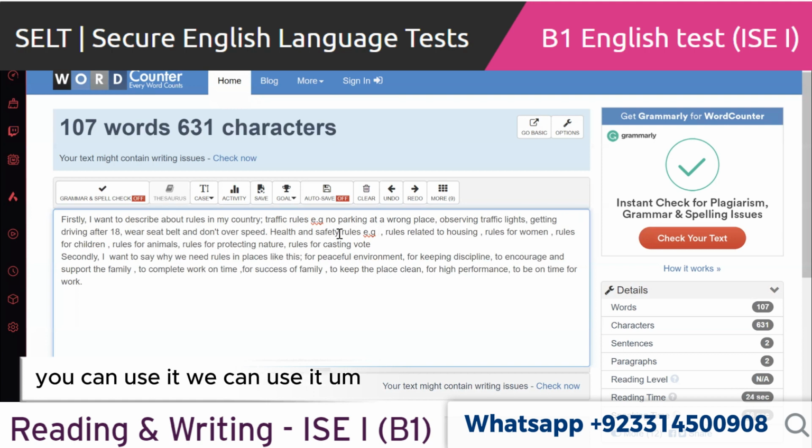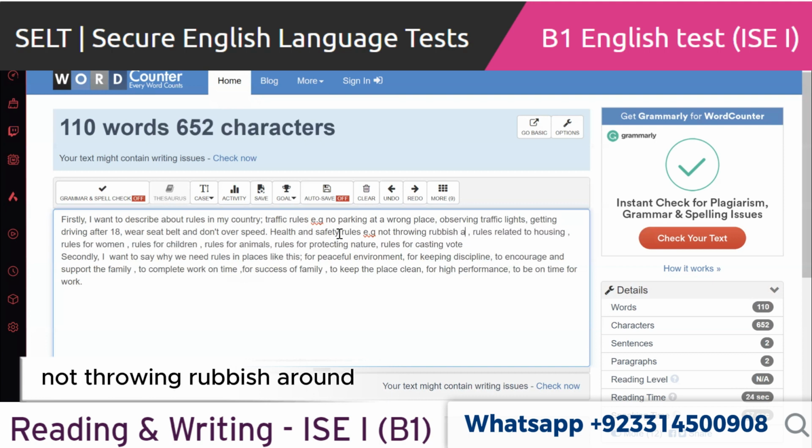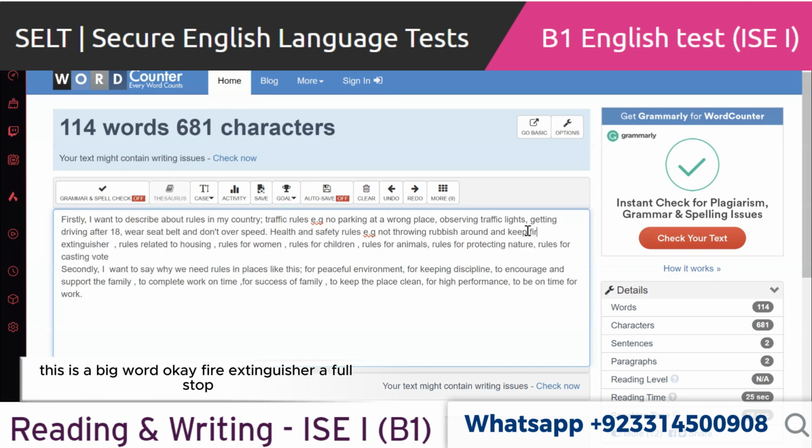We can also use the fire extinguisher when you're using the oven or something. Not throwing rubbish around, and keeping a fire extinguisher at home, at places, shops. If I could spell extinguisher, okay. Keeping fire extinguisher. This is a big word. Full stop. Don't try to write more.